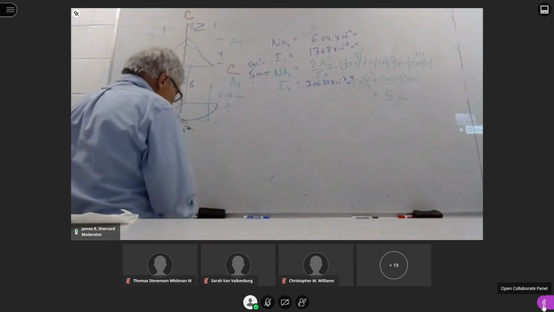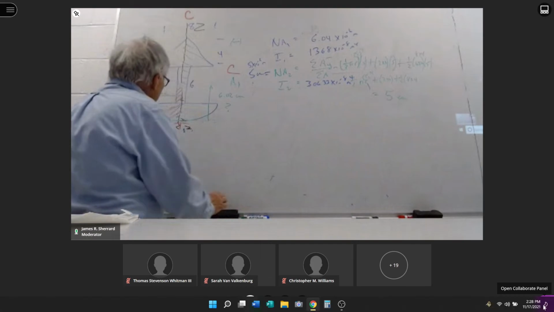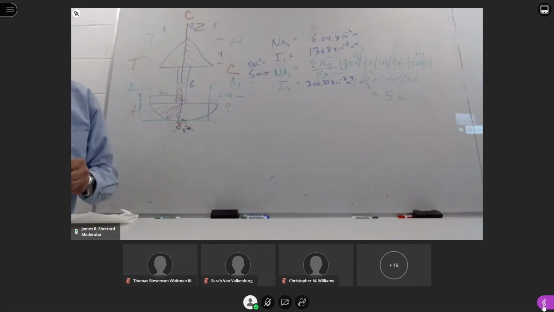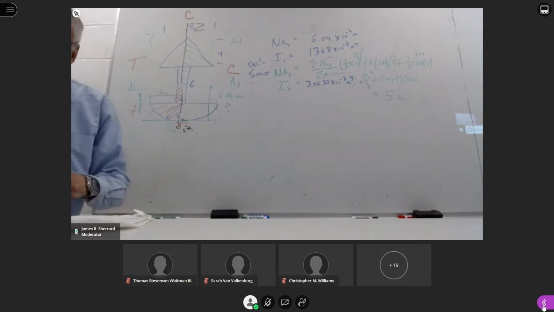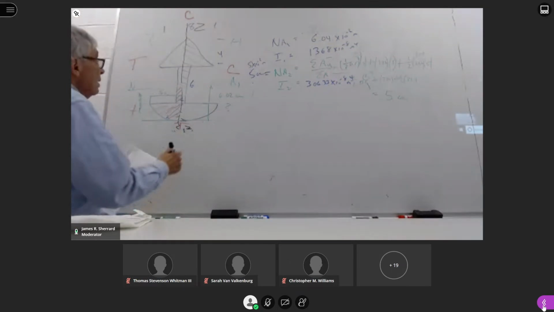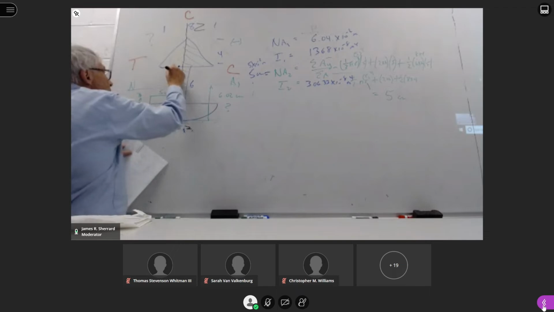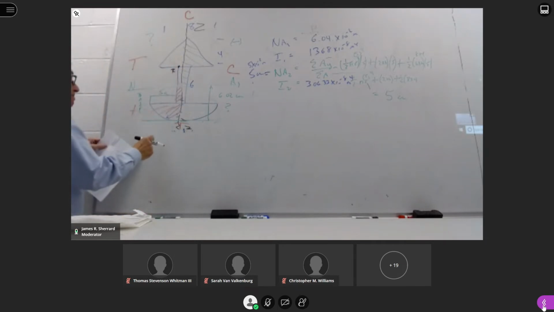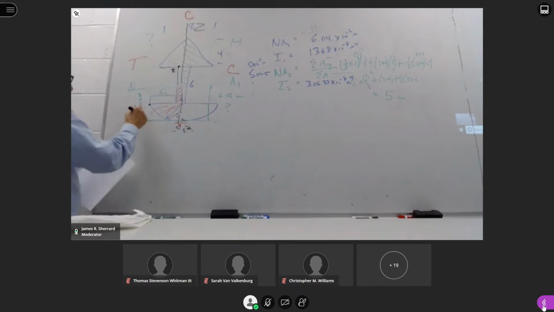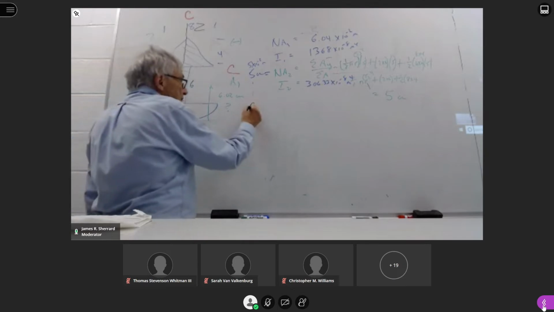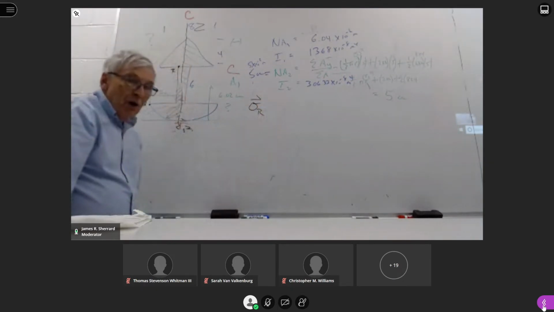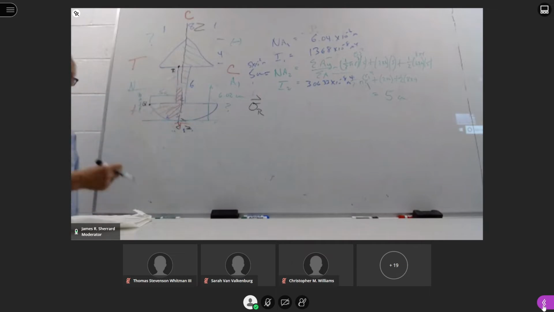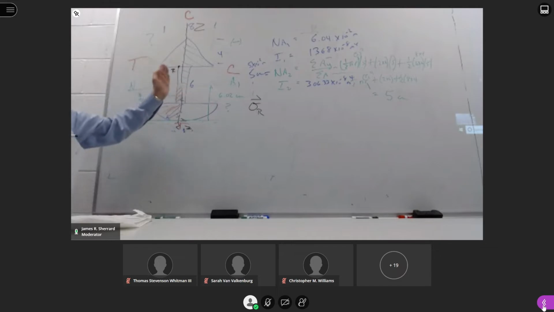So here we have the information we need. Now we go back and ask, what points was he asking about? We had point R, which was right there, and point Q, which is right there. So I've asked you, what is the plane stress at point R? We know that by the principle of superposition, we can take the contribution of each moment and add them together.